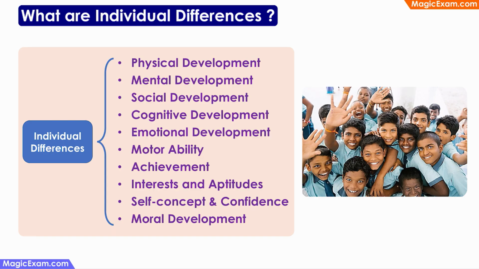The first question that we will have to answer is, what are these individual differences? If you look at a typical classroom, then all the children are different, because if you look at the physical, mental, social, cognitive or emotional development of the children, they will be at different levels, and each child has a different type of motor ability, different level of achievement, interest, aptitude, self-concepts and confidence. Therefore, all children are different. So that is individual differences. That is the difference between the individuals in your classroom.